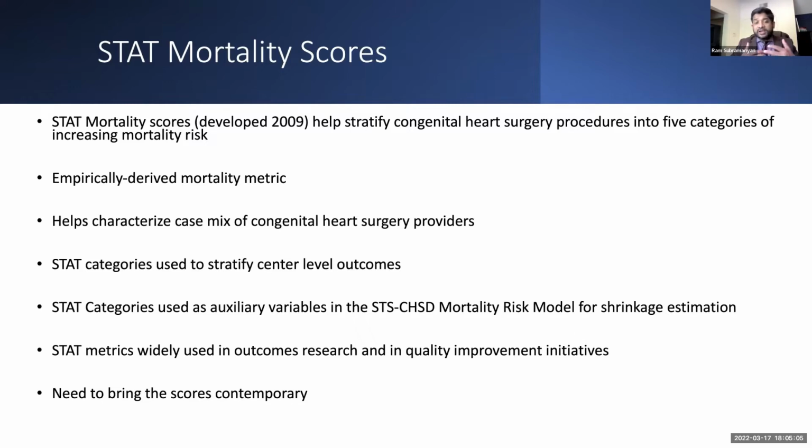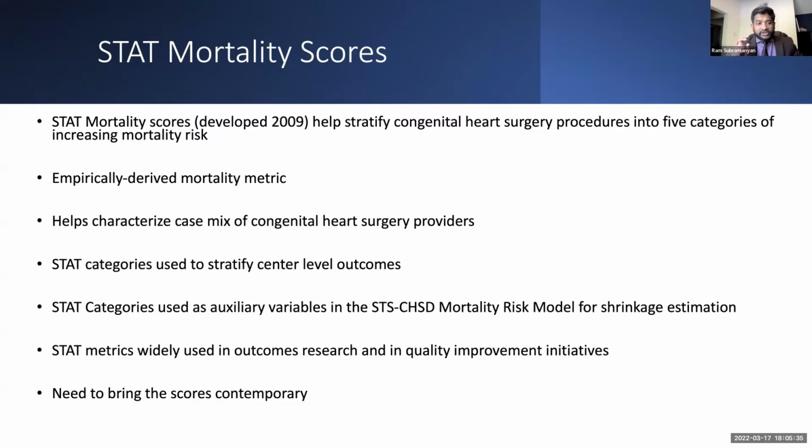As we're all aware, there is substantial difference in the case mix from one institution to another, and therefore, the stat mortality score provides us some kind of a balance to understand the case mix within the various institutions. It's also used to stratify center-level outcomes. So remember, this is just risk stratification. It's not risk modeling. It just allows us to say, this is the expected mortality for stat category 1. This is the expected mortality for 2, 3, 4, so on and so forth.